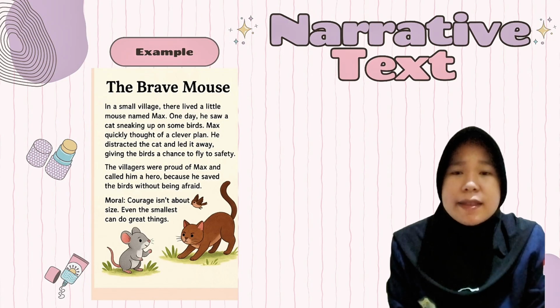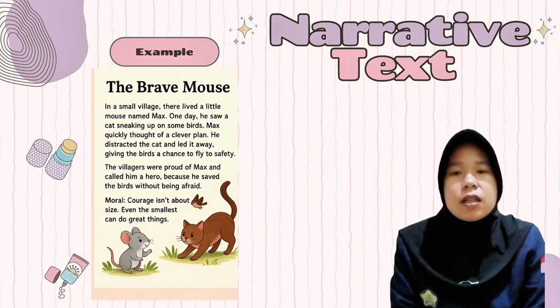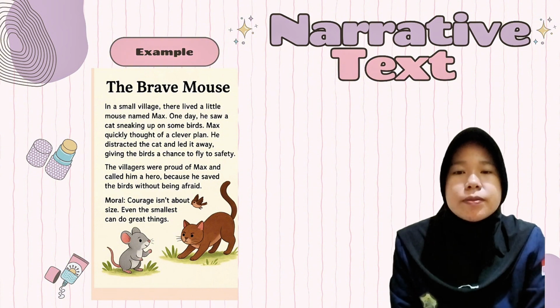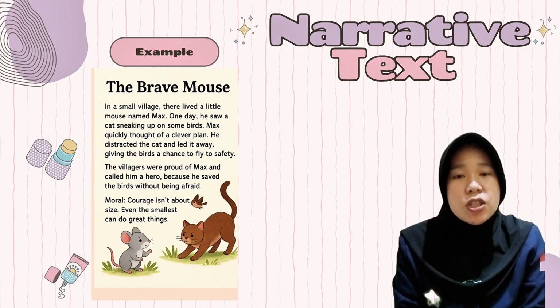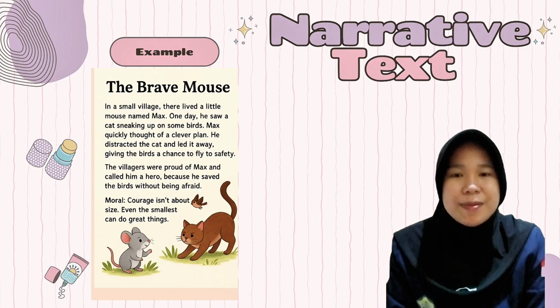So, from this example, we can clearly see the three parts of narrative text: the orientation, complication, and resolution. And that's all from my explanation about narrative text and the example of The Brave Mouse.